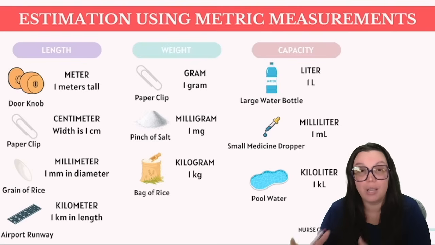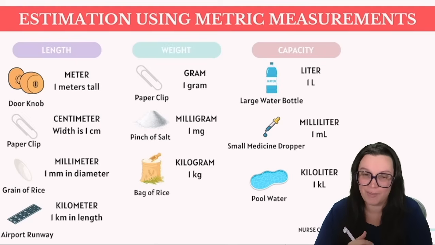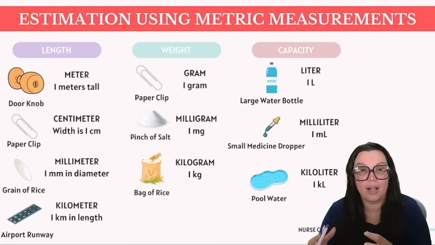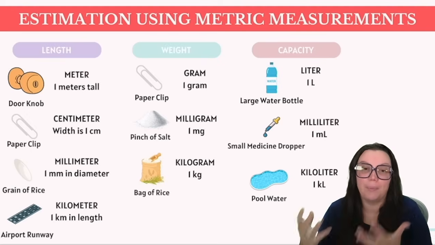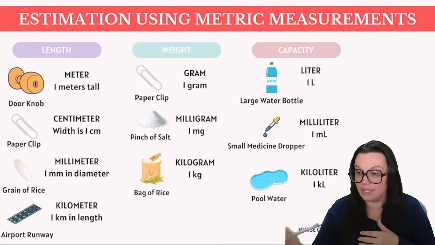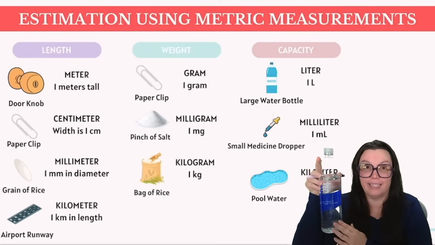Next up, we have milligram. So 1 milligram is essentially the same weight as a pinch of salt, so not very big. And then lastly, kilogram. So 1 kilogram is approximately the weight of 1 bag of rice. And last up, we have capacity. So 1 liter, if you look at those large water bottles, even like this water bottle, right? This water bottle is approximately 1 liter.